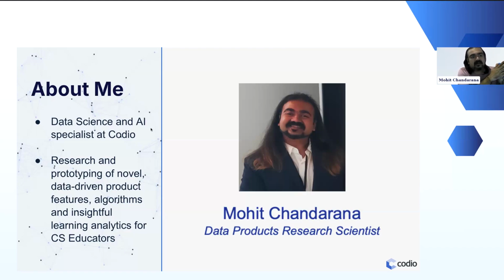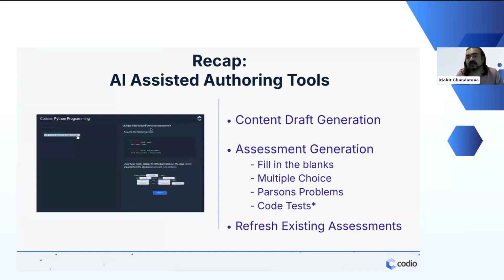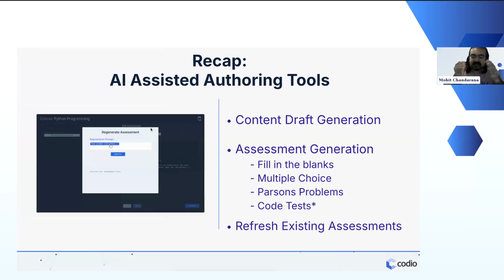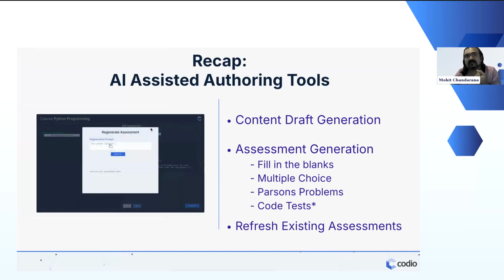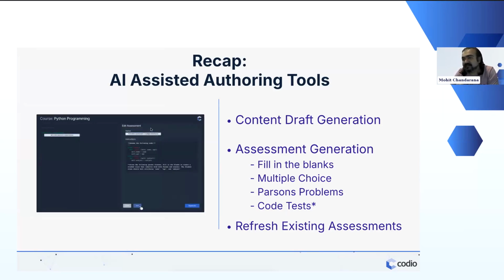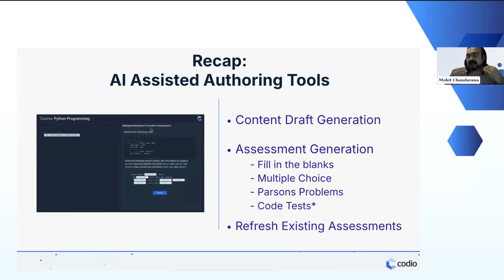So I just wanted to give a quick recap of all the AI-based tools that instructors have access to when you have Codio. The first thing I want to talk about is our AI-assisted authoring tools. They're split into two things. We have the content draft generation, where you can give simple instructions and have interactive pages of content drafted, whether it's missing content, whether you want to write something about a new topic that was released just last week, or whether it's just keeping your curriculum fresh. You can do that with content draft generation.